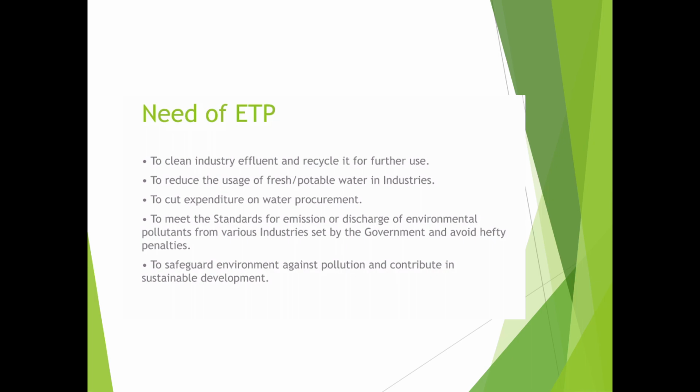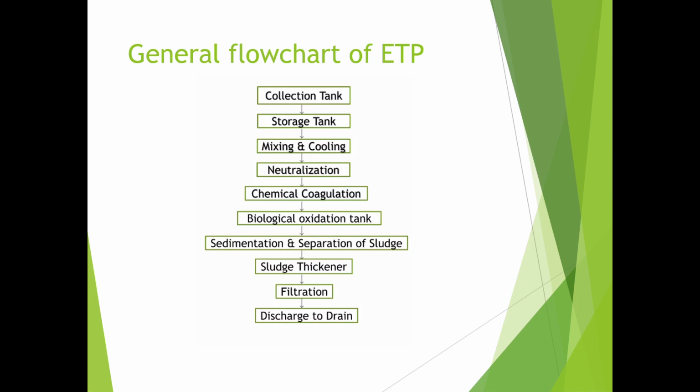You know very well that water scarcity occurs in almost all developed countries also. So you will have to cut expenditures, right? And very important, you will have to safeguard the environment also. An industry has to keep this ETP in order to comply with government regulations. So what is the general flow chart? We have a collection tank, a storage tank, mixing and cooling, a neutralization process, chemical coagulation and biological oxidation tank. We have sedimentation and separation of sludges, a sludge thickener, filtration and also discharge to drain.